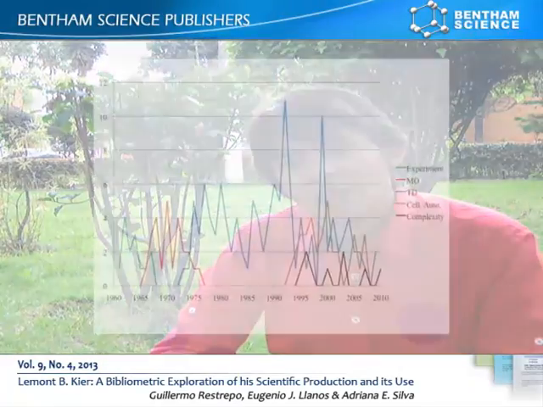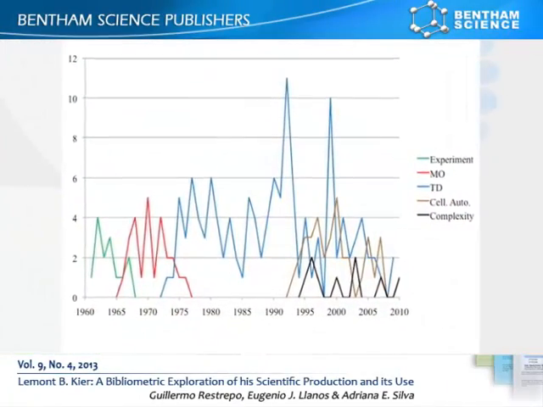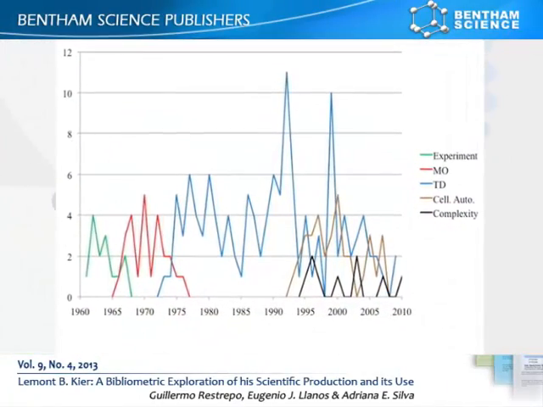As of November the 2nd, 2012, Kier had produced 211 scientific documents published between 1956 and 2010, covering subjects like experimental chemistry, mainly in the 60s, molecular orbital theory in the 60s and 70s, topological descriptors, which began in the 70s and he keeps taking ahead, and cellular automata and complexity in the 90s.